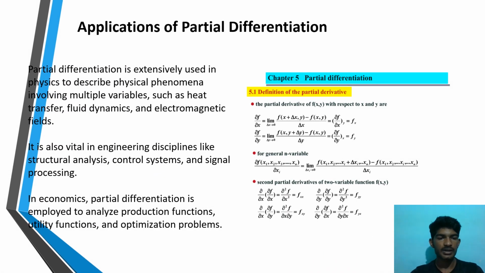Applications of partial differentiation. Partial differentiation is extensively used in physics to describe physical phenomena involving multiple variables such as heat transfer, fluid dynamics, and electromagnetic fields. It is also vital in engineering disciplines like structural analysis, control systems, and signal processing. In economics, partial differentiation is employed to analyze production functions, utility functions, and optimization problems.